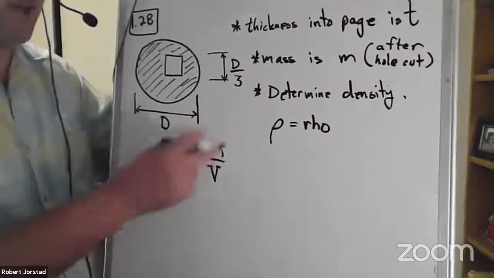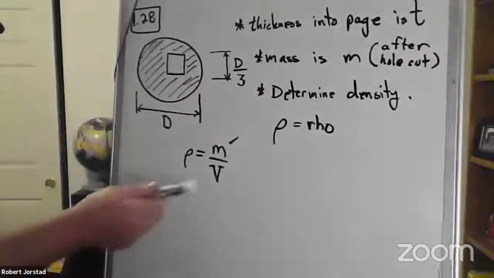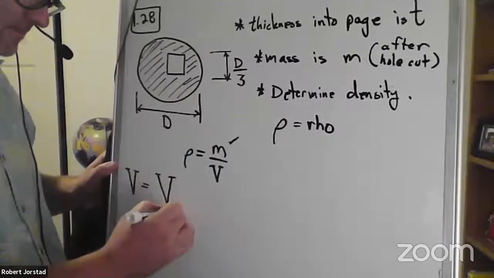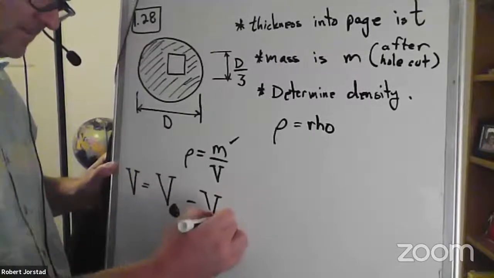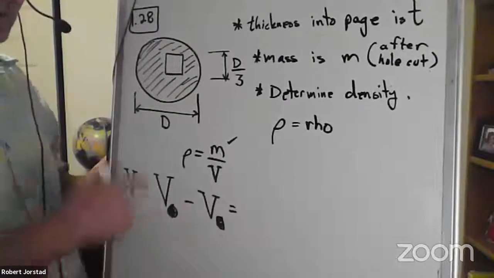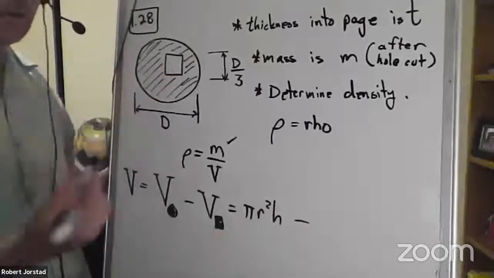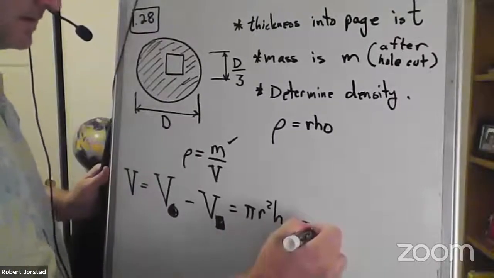Okay, let's say we know this. How does that help us? We know the mass, got it. How do I get the volume? Get the volume of the plate and then get the volume of the square and subtract them. Okay, so we're going to do the volume of this minus the volume of the square. So what's the volume of this cylindrical plate without the hole? R squared H. Okay, and what's the volume of this square hole going to be? D over 3 times H. No. 2D over 3 times H.